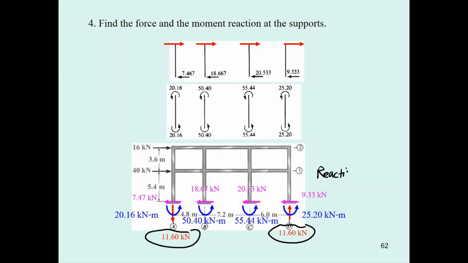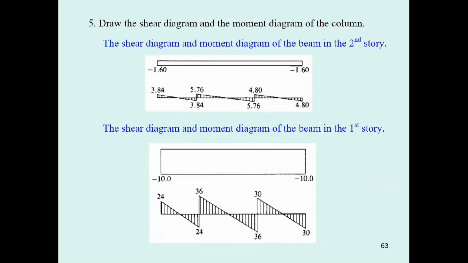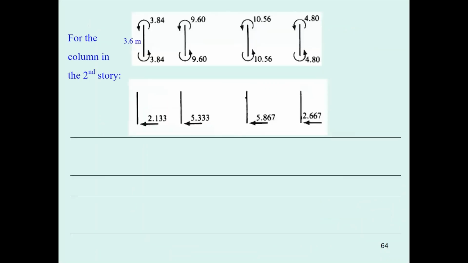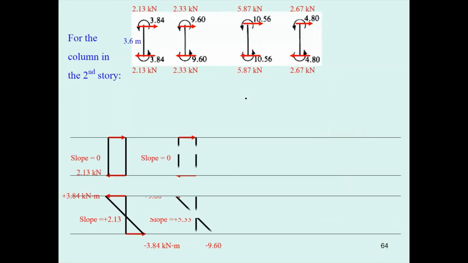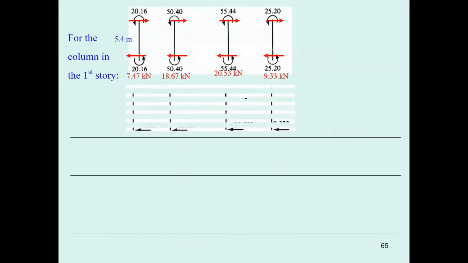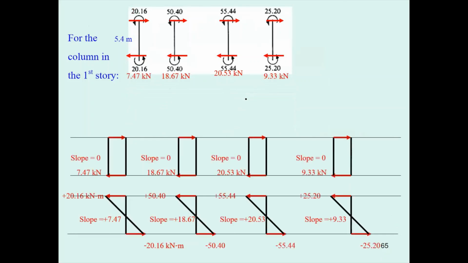You use this reaction to decide the foundation of the building. Okay, you may use the reaction to decide the foundation. And then for the shear and moment, for the beam, you have this already. For the column, you may draw it like this. So that is the end of the very first example on the analysis of the frame by using the Cantilever method.